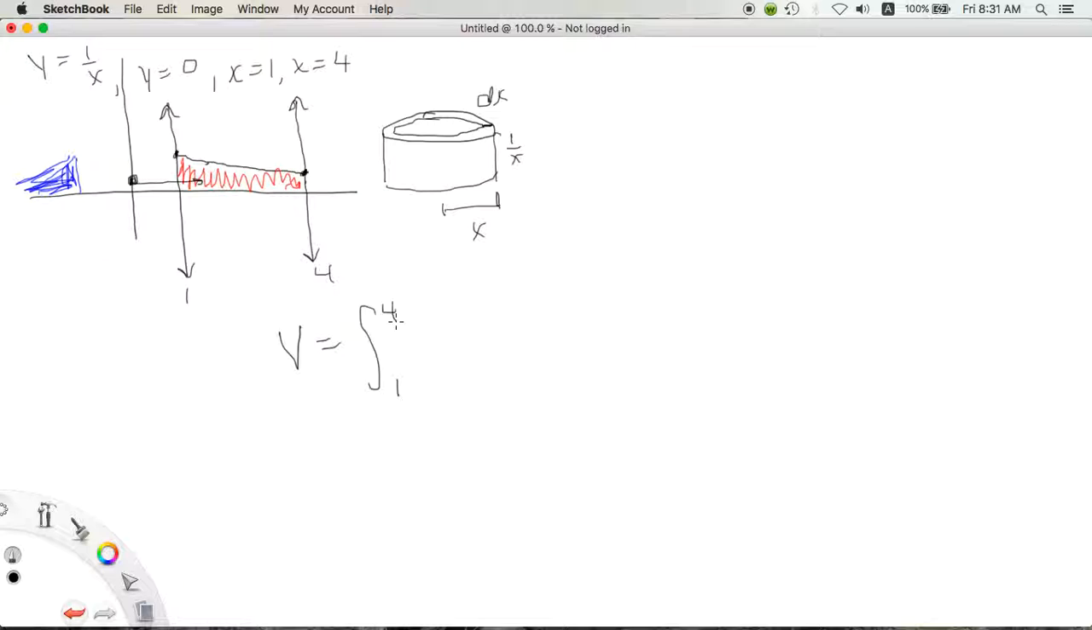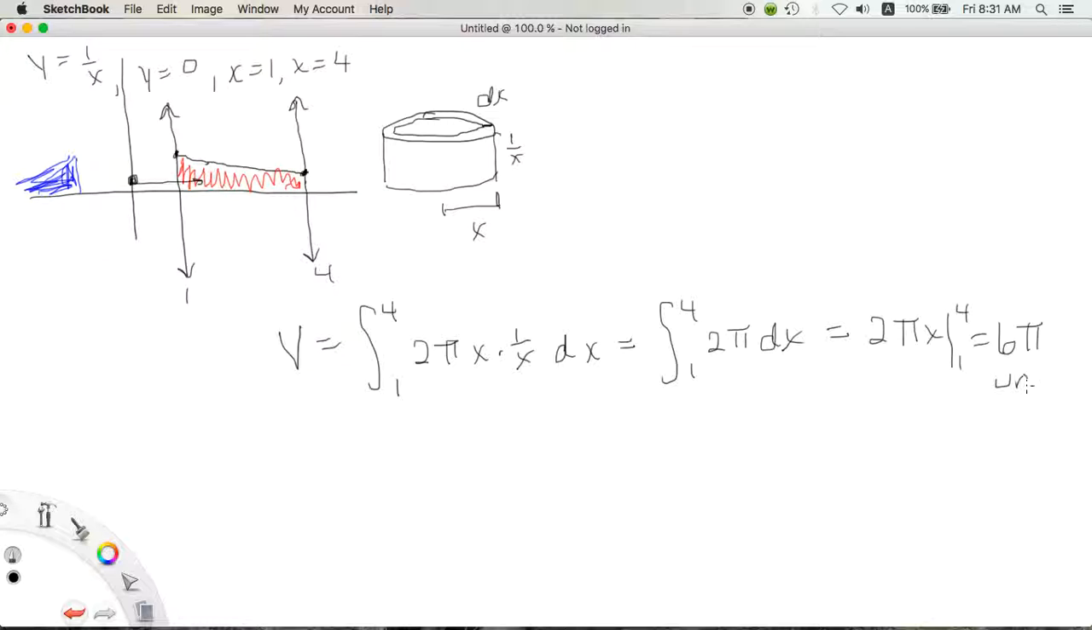The integral from 1 to 4 of 2 pi r h dx, which is the integral from 1 to 4 of 2 pi dx. So it's just 2 pi x from 1 to 4, which gives you 6 pi units cubed. So you see that if we had used the washers, we would have had to split it up into separate integrals, and we would have had to use y-bounds because we would have had to do it dy, and it would have been a little bit more complicated. But with shells, it's actually very easy.